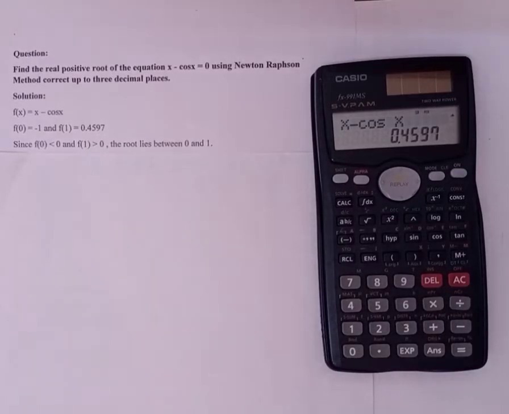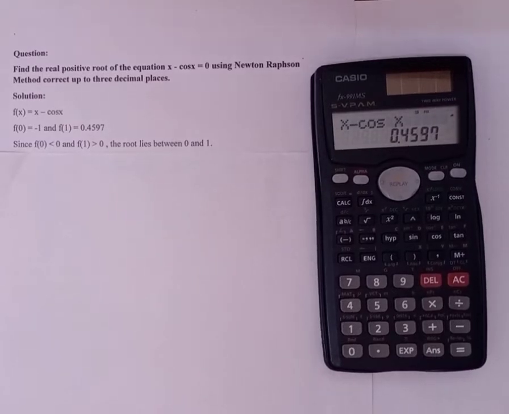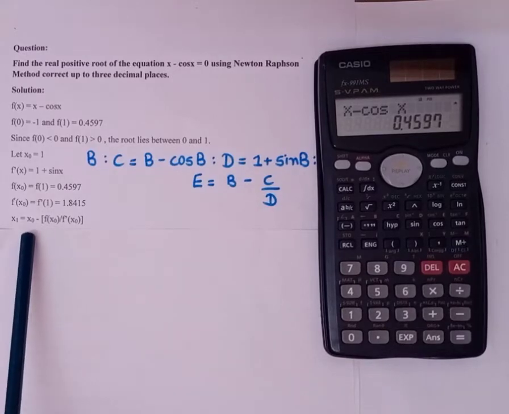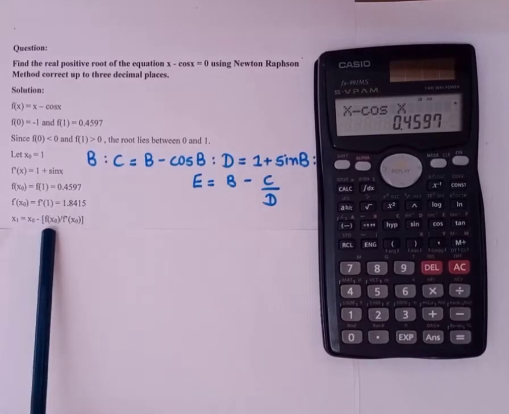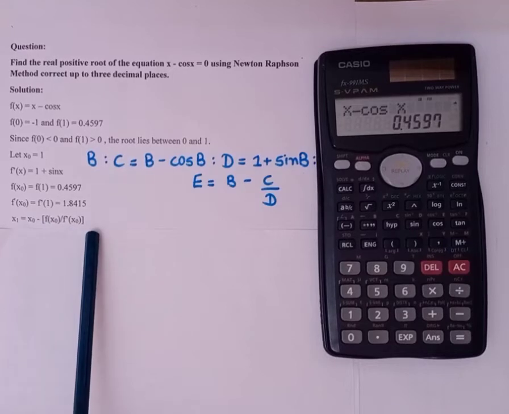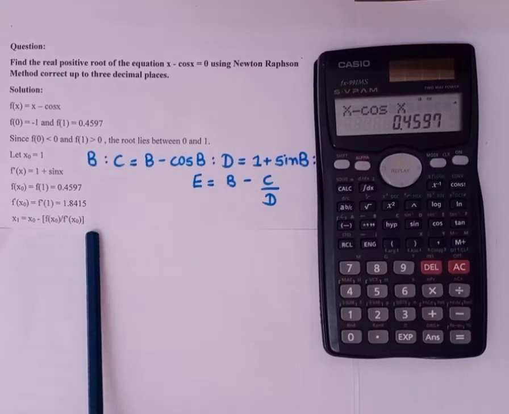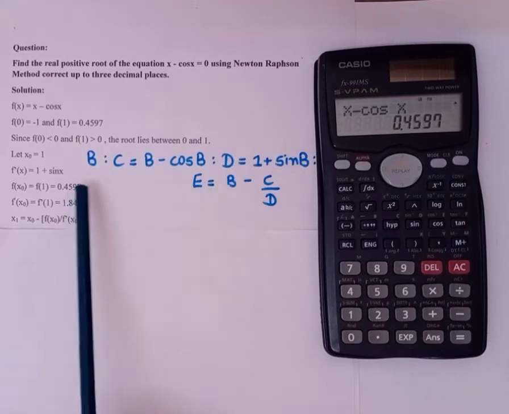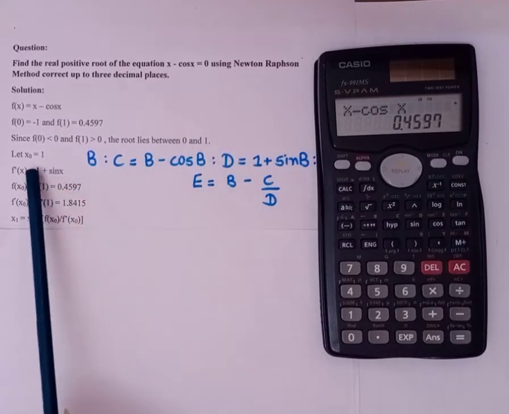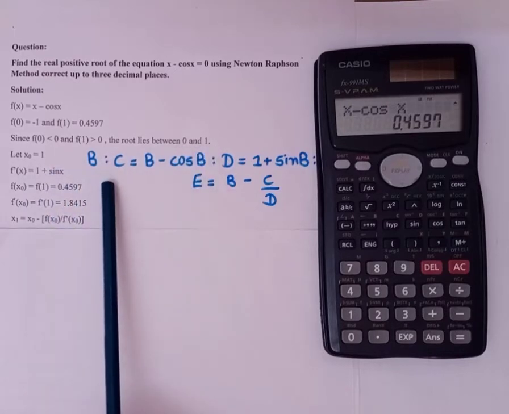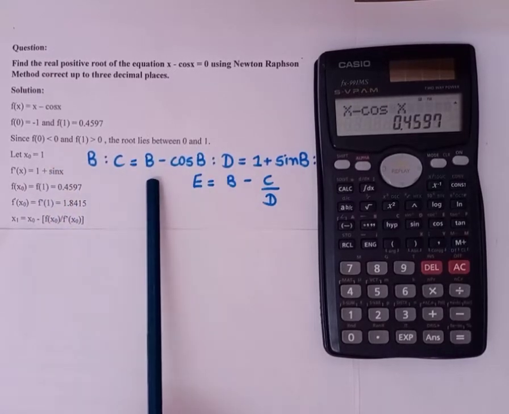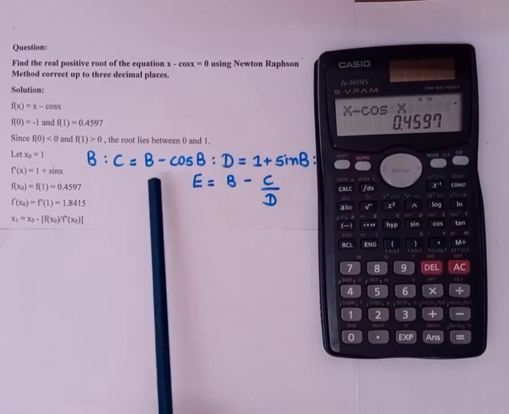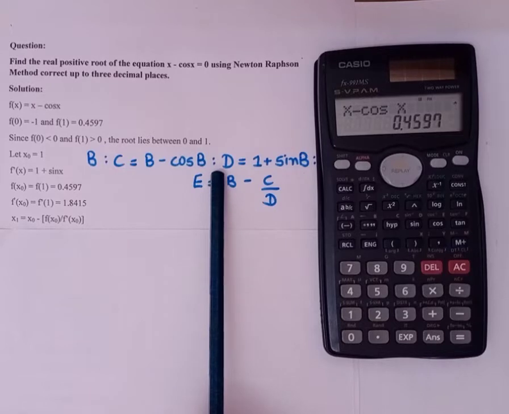Then next we'll write a program in the calculator. In the Newton-Raphson method, the iteration is found by using the equation x1 is equal to x0 minus f of x0 upon f dash of x0. So for that, we'll write this program. For our first iteration, x0 will be equal to 1. That is the value of b. Then c is equal to b minus cos b.